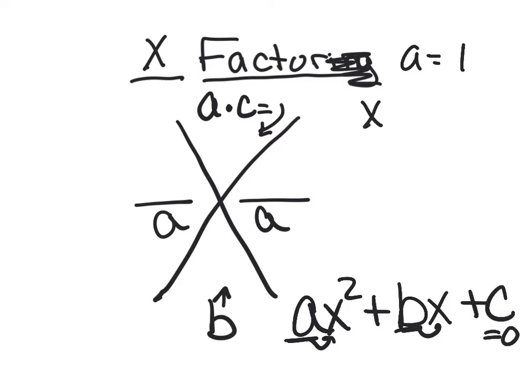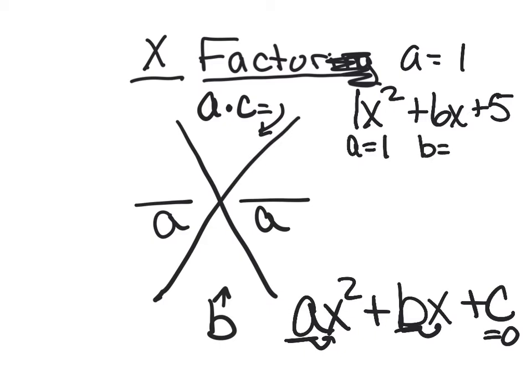So if I have x squared plus 6x plus 5, all right? So we're going to say a equals the coefficient, right? So a equals 1. B is the coefficient of x, so b is 6, and c is 5. All right? So here we're going to put a times c. So 1 times 5 is 5. And then on the bottom, we're going to put b, which is 6. And then here, we're going to put what a is, which is 1.